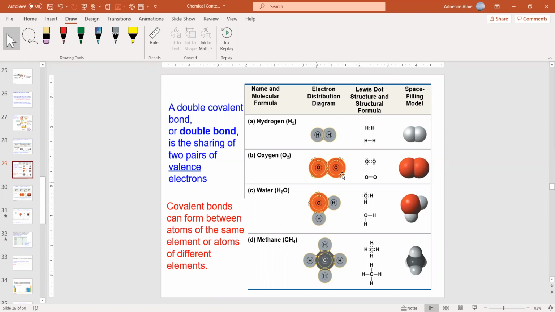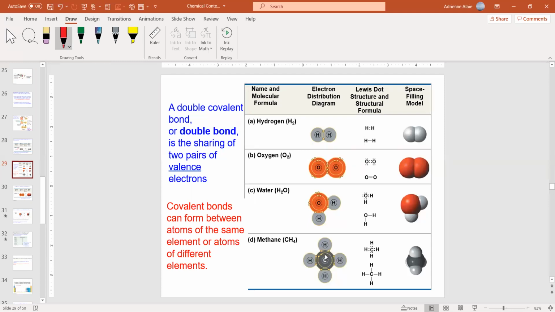So it does not have to be between two atoms of the same element as you see in A and B here, right? It can be water, that's two different elements. Oxygen is one element, hydrogen is another, or we're looking at methane, right? Carbon with 4 hydrogens. So this carbon is covalently bonded to each one of these hydrogens.